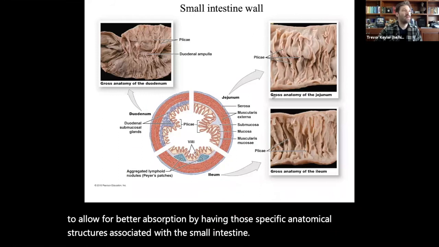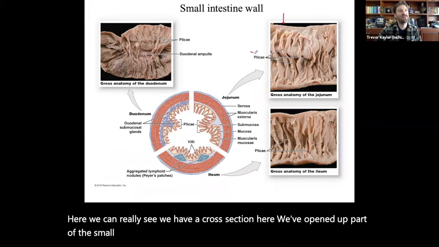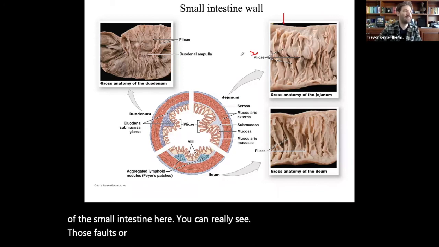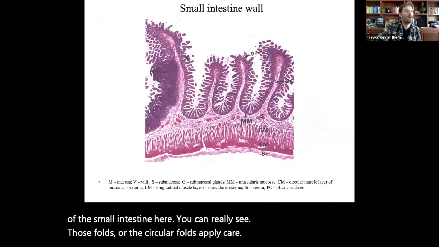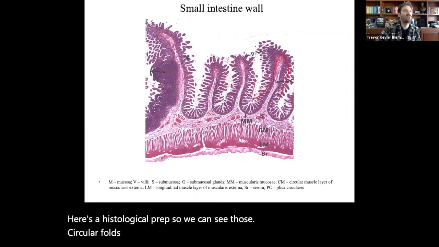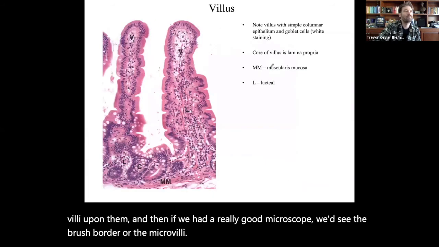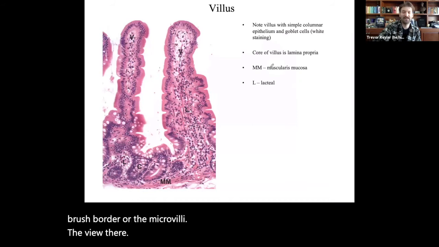Here we can really see, we have a cross section. We've opened up part of the small intestine. Here you can really see those folds, or the circular folds of the plicae. Here's a histological prep. So we can see those circular folds here, and then we can see those finger-like projections of the villi upon them. And then if we had a really good microscope, we'd see the brush border or the microvilli. Okay, another view there. Single villus.